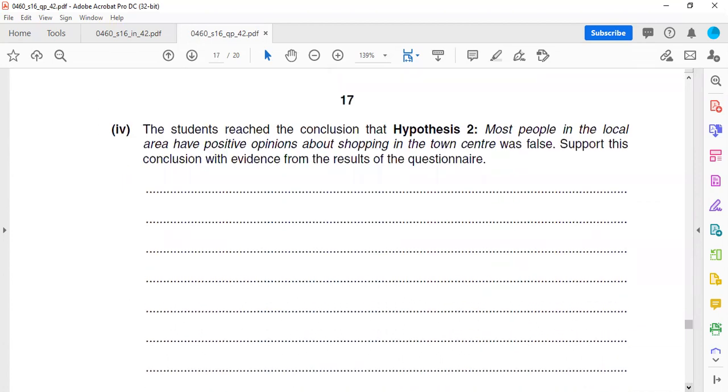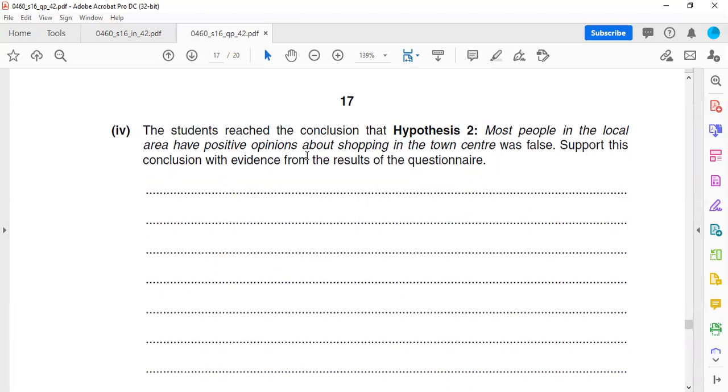The student reached the conclusion of hypothesis 2: most people in the local area have positive opinions about shopping in the town center was false. Support this conclusion with evidence from the result of the questionnaire. So they've already talked about the hypothesis. That means it's false. You just need to explain why it is false.